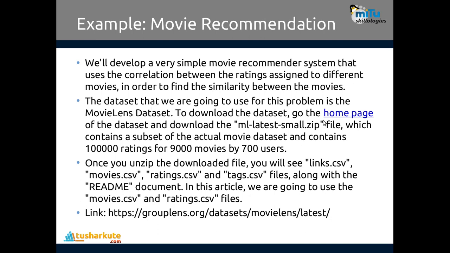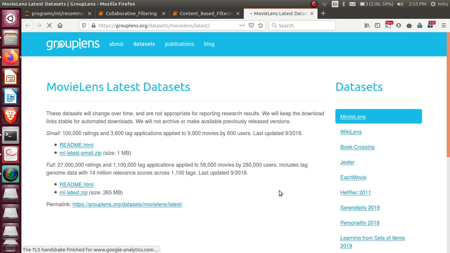To download the dataset, we have to go to this particular link mentioned below: grouplens.org, datasets, MovieLens latest. Download ml-latest-small.zip, because many different datasets are available over there, and out of them we are going to use the smallest one. You can check it out. This is the GroupLens website, and from GroupLens we are going to download this MovieLens dataset. This one is 265 MB, a very large dataset, and here this is a 1 MB dataset.